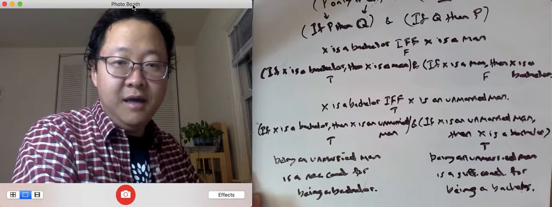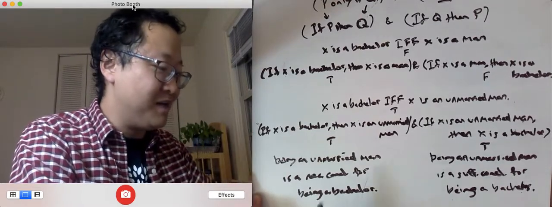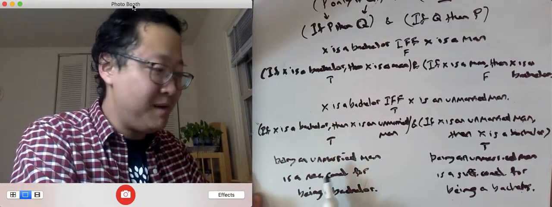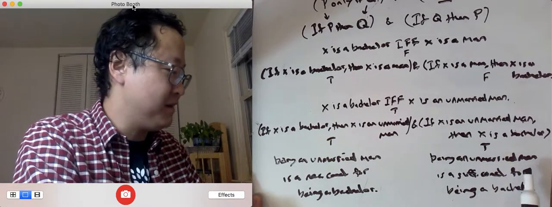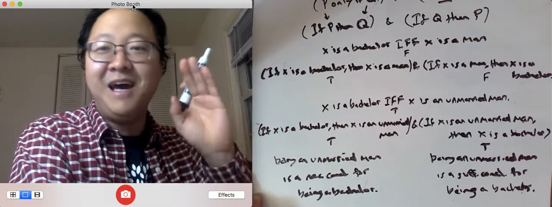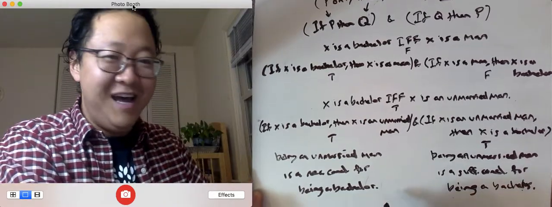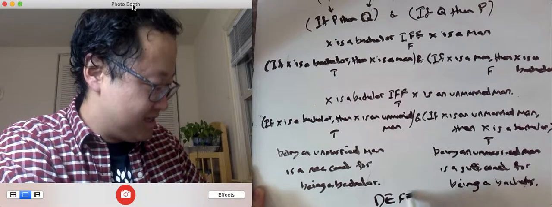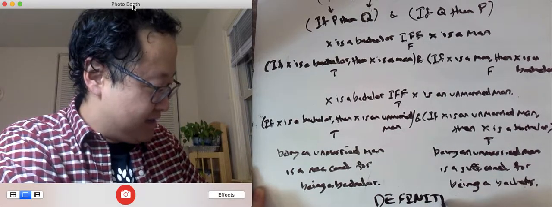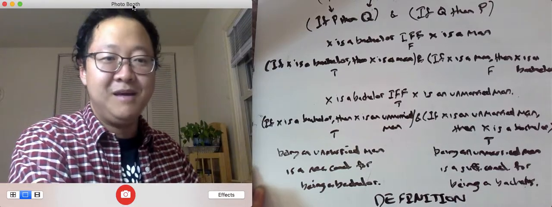In other words, what we're saying is we got both a necessary condition for being a bachelor, being an unmarried man, and a sufficient condition for being a bachelor, being an unmarried man. What does this mean? We have necessary and sufficient conditions, and that's the same as a definition. Woo! We got a definition of being a bachelor.